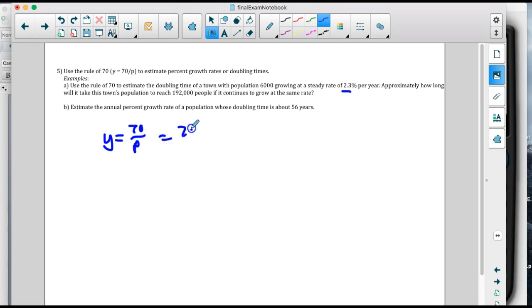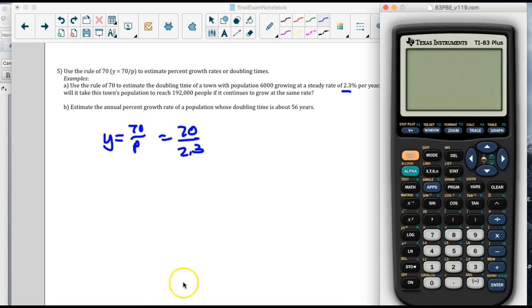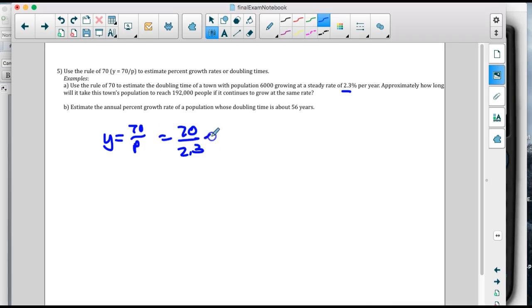So the answer is 70 divided by 2.3, and with the calculator, 70 divided by 2.3 is approximately 30.4 years. So approximately 30.4 years before it doubles, because it says 2.3% per year. All right, so we want to figure out how much time it takes to reach this 192,000.